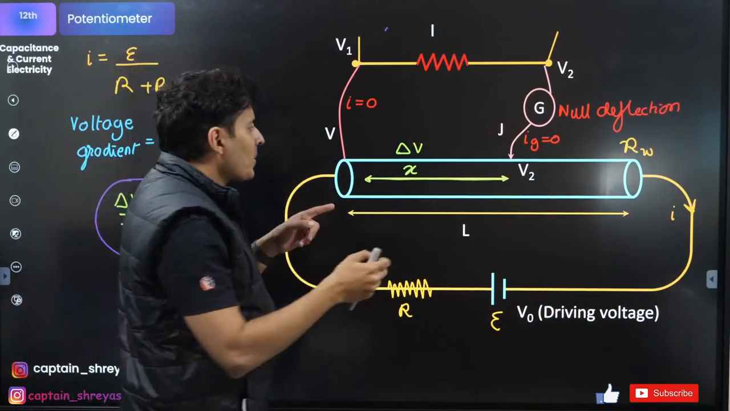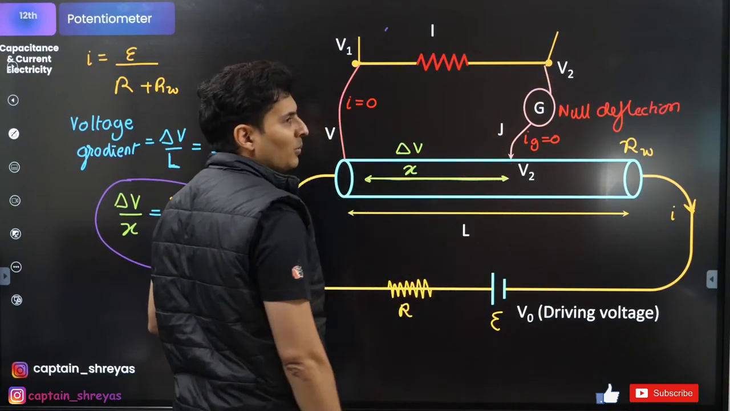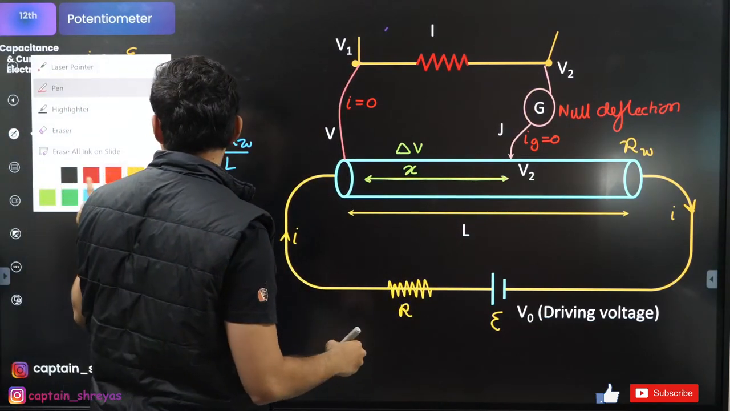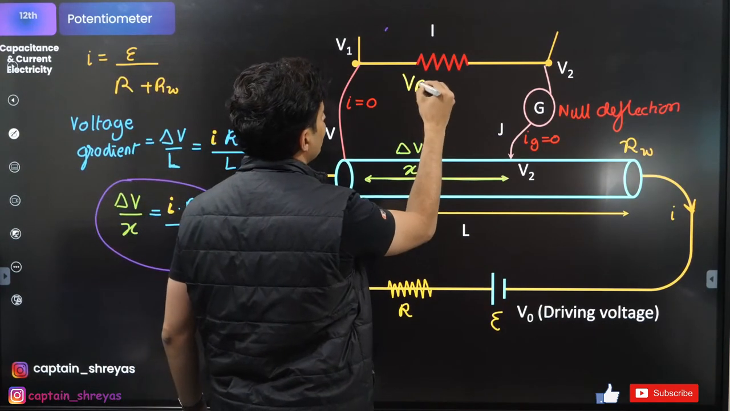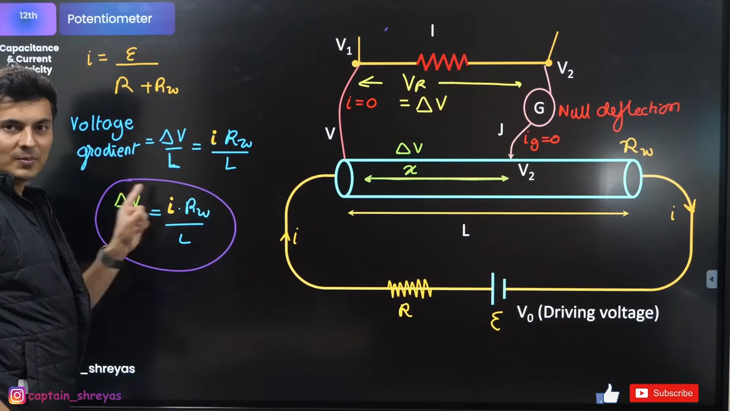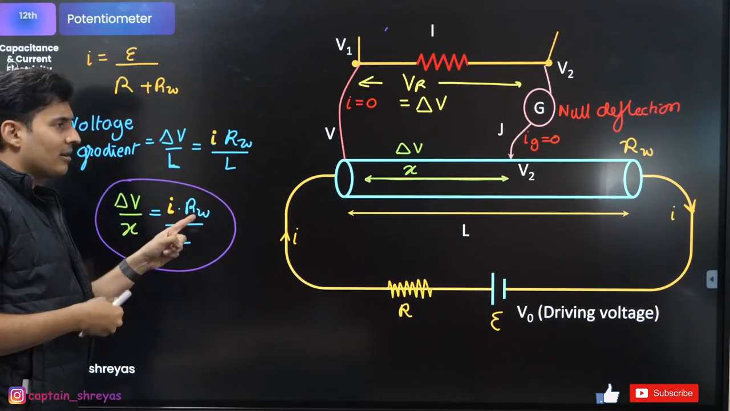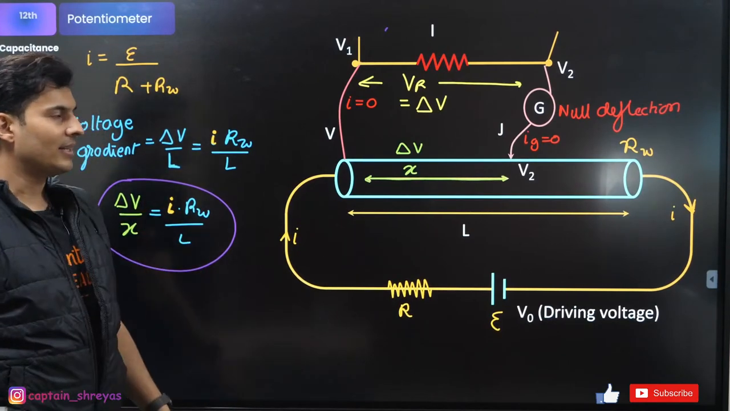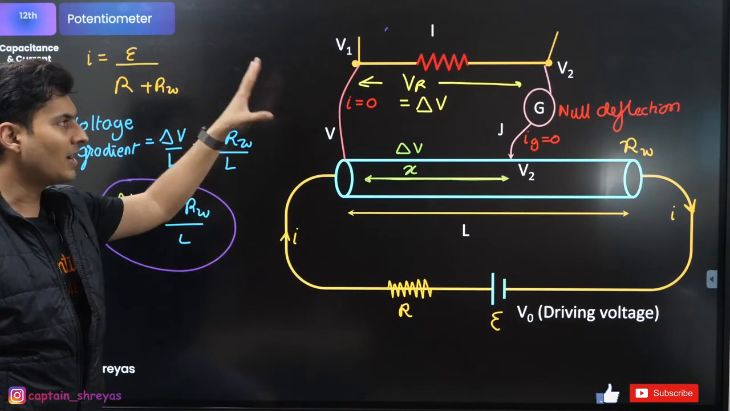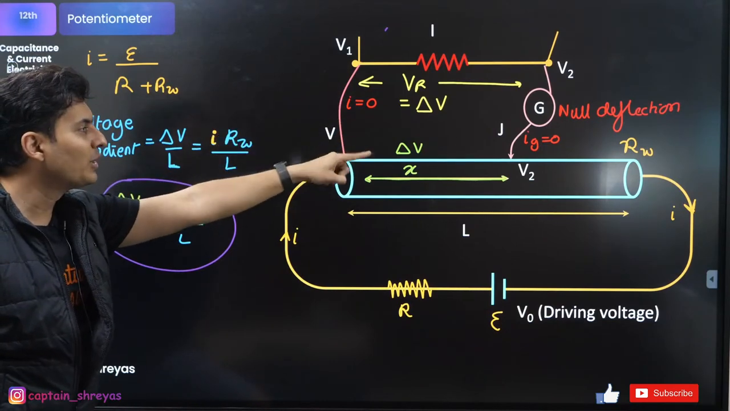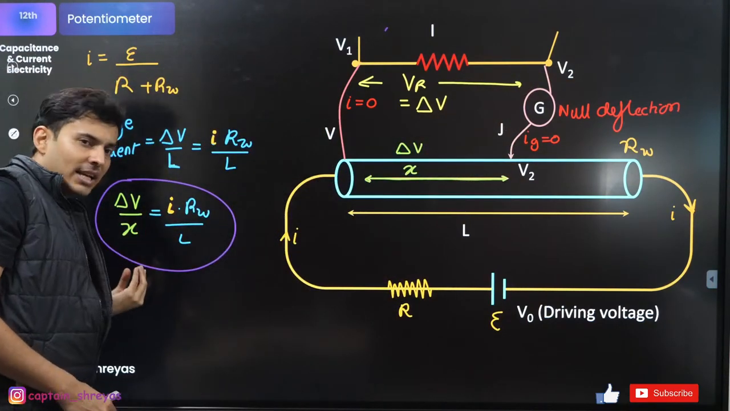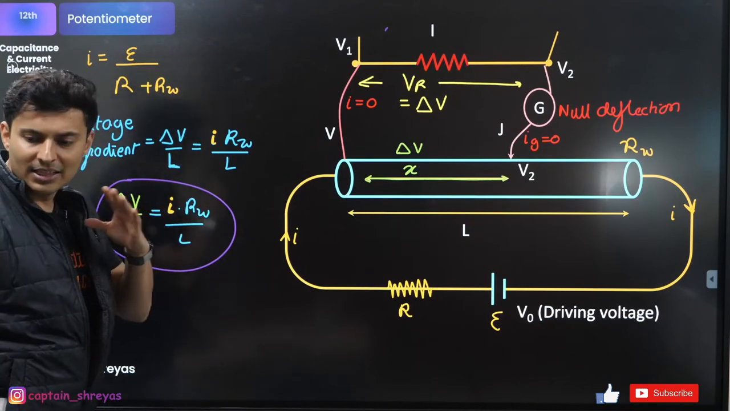When can that happen? When the voltage across these two points is the voltage across these two points. Hence, the voltage across this particular resistor or device is equal to delta V, which in turn is this. I can find it out. R is given, length is given, that's it. You get the answer. Is that clear? Everybody with me? So this is how you can find the voltage difference between two points, which is also equal to the voltage across that device. Everything else here is known. You can measure X, L is given, the resistance of the wire is given.